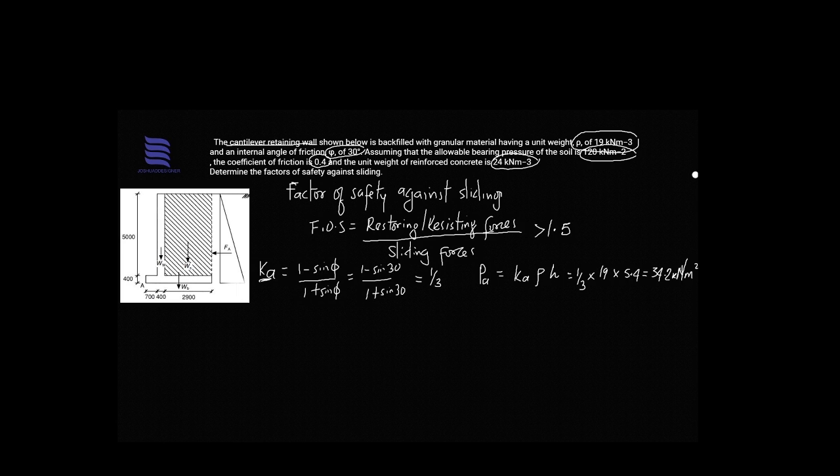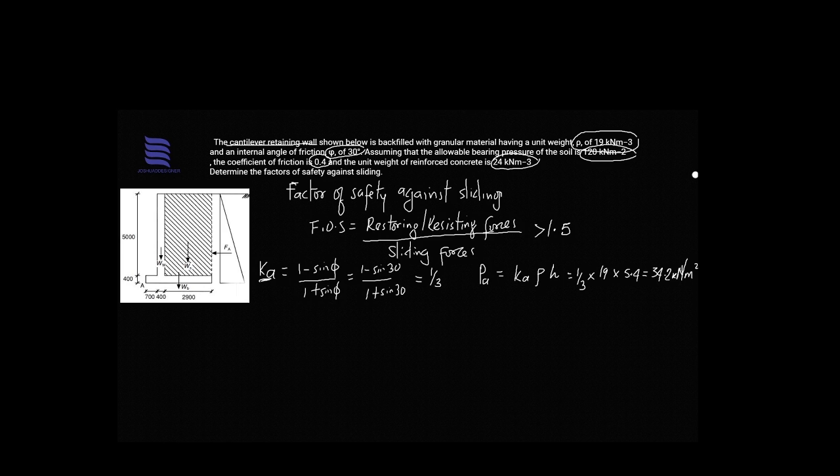Right, so we achieved our earth pressure, our active pressure already. So what to do now? And I told you that the factor of safety against sliding should be greater than 1.5. We have the restoring or resisting forces over the sliding forces should be greater than 1.5. So what we do now is to obtain the value of the restoring or resisting forces and the value for the sliding forces. Then we compare the two of them, and we'll be able to obtain whether it's going to fail due to sliding or is safe against sliding effect.